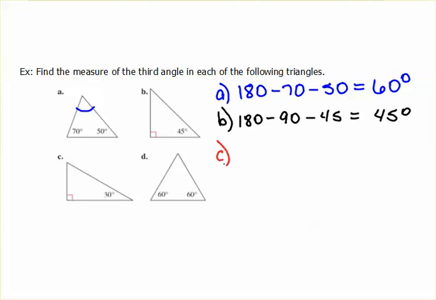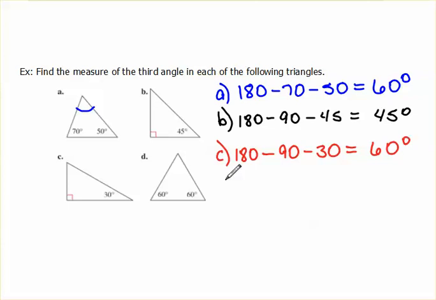Now part C. Again, we have a nice right triangle in here, a nice right angle that makes that a right triangle. So if our degree measures have to add up to be 180, we can subtract off that 90-degree angle and subtract off the 30-degree angle they gave us to end up with a 60-degree angle.